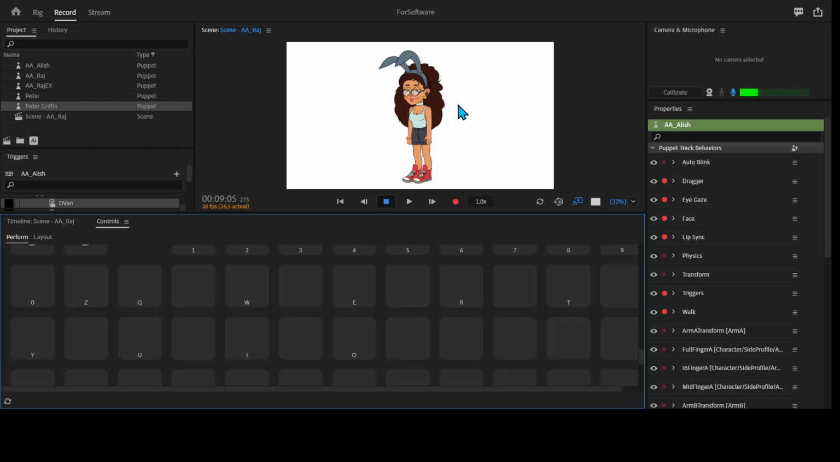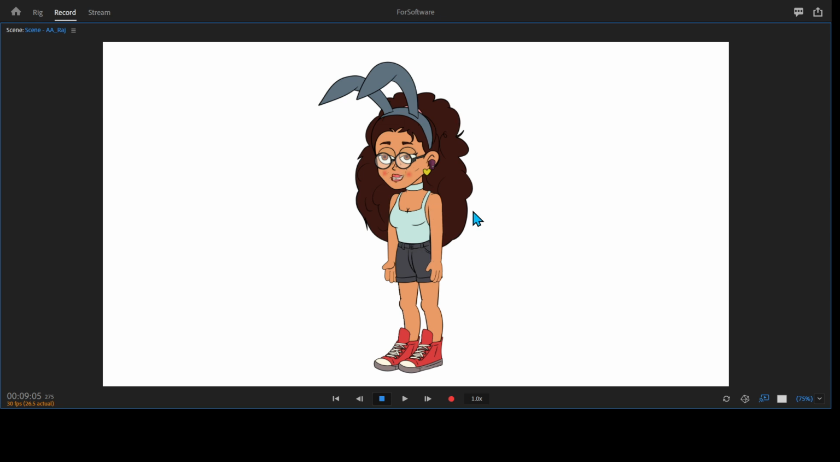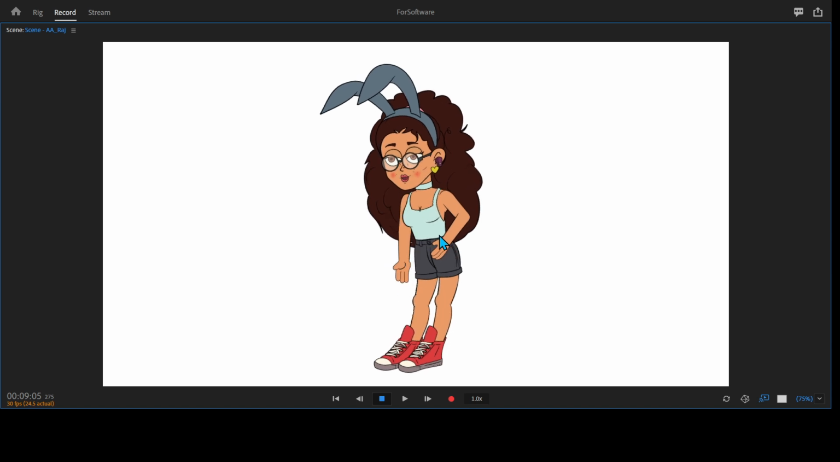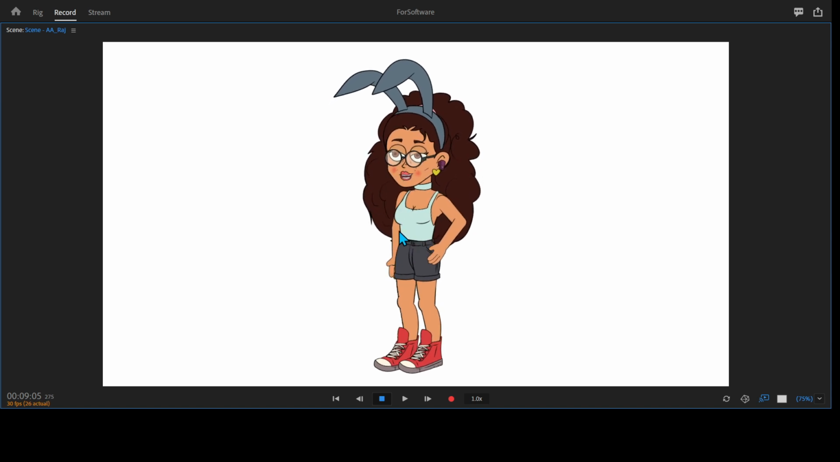So first thing, your character comes with all these draggers. There is a dragger around her elbow, and there's a dragger around her wrist. You can move that and you can pose your character however you want. You can be animating your character and pose her however you want with her arms like that. This is kind of like an inverse kinematics, IK, kind of rig. Well, not really IK, but you understand what I'm saying. You can actually pose your character however you want.